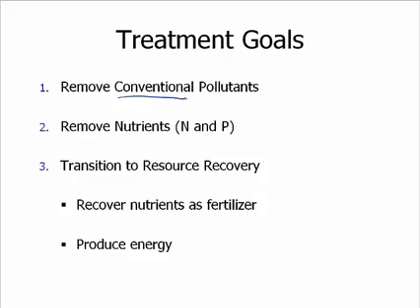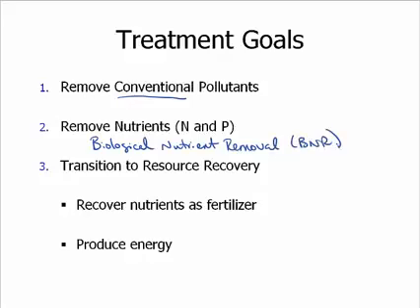Beyond this goal, we would like to remove nutrients, nitrogen and phosphorus. This can be performed with biological nutrient removal, or in the case of phosphorus, with chemical precipitation. And I will cover that in the next class. The third goal is in which the wastewater treatment plant is transitioning to resource recovery. In these first 2, we're focused on removal.